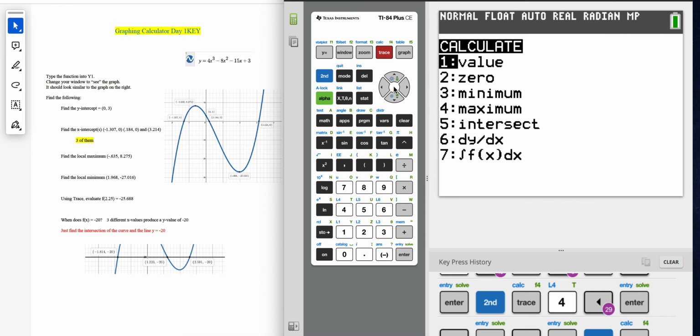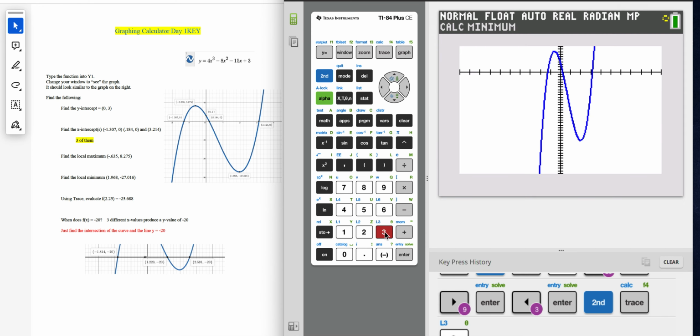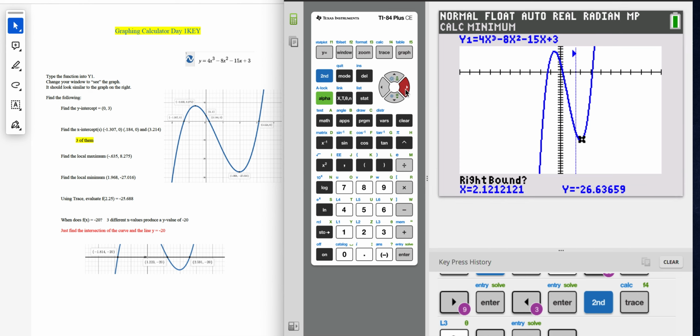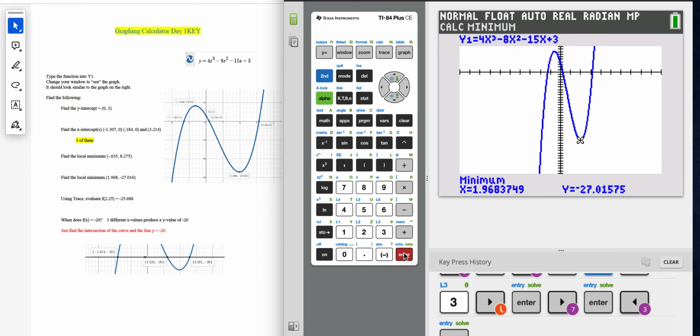Second calc, minimum, so number three. So I'm gonna scroll down, and I'm to the left of this minimum, enter, scroll to the right, go to the right of the minimum, and then get somewhere close to the minimum, and hit enter. And it's gonna find me the minimum is at this value, and that's the actual minimum y value. Okay, so y-intercepts, x-intercepts, maxes, mins.